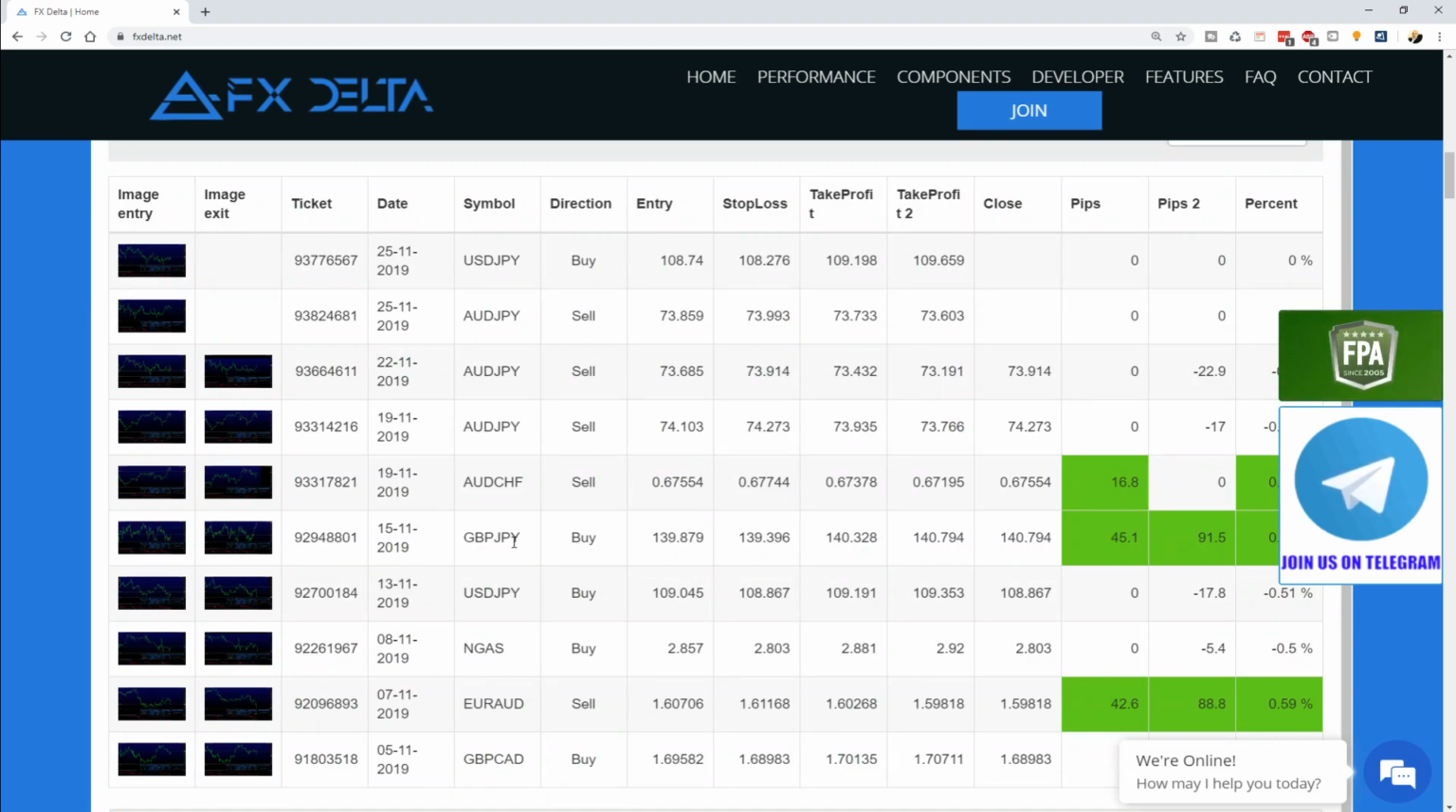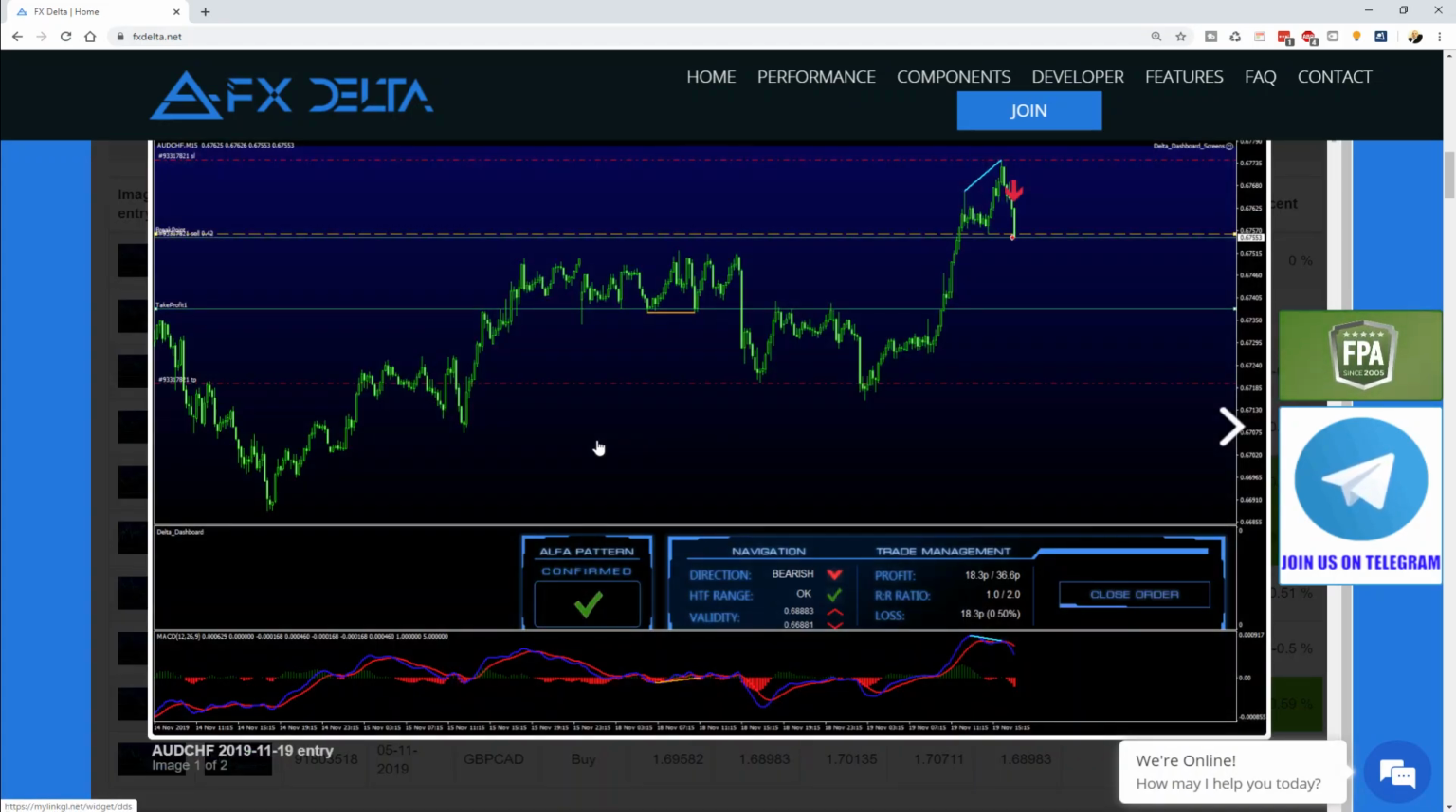Then we have Aussie Franc, which was a sell trade, and this one is really interesting for one reason. Even though it continued to move higher and it invalidated the manual part, which was the longer term trade, based on the delta, we managed to get the money out of this trade.